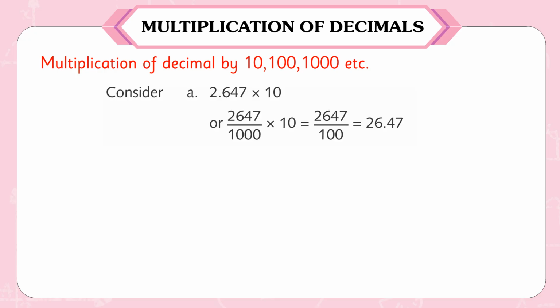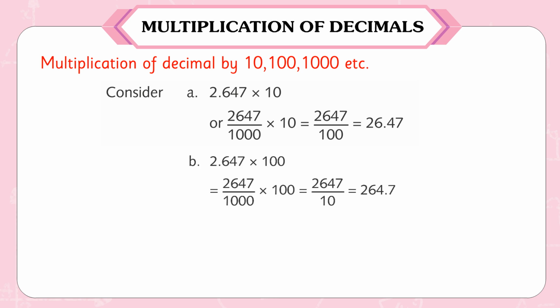Consider A. 2.647 times 10 is equal to 2647 by 1000 times 10, which is equal to 2647 by 100, which is equal to 26.47. B. 2.647 times 1000 is equal to 2647 upon 1000 times 1000, which is equal to 2647.